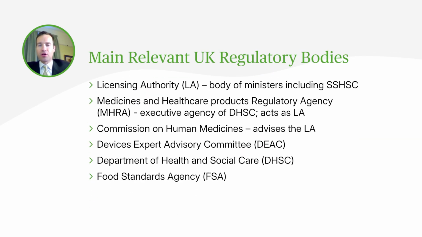This is a list of the main regulatory bodies in the UK operating in the field. Decisions on licensing and authorization and things of that nature are taken by the licensing authority, which is advised by the Commission on Human Medicines, although in practice the licensing authority's functions are carried out by the MHRA. And the MHRA also acts effectively as the secretariat to the Commission on Human Medicines.